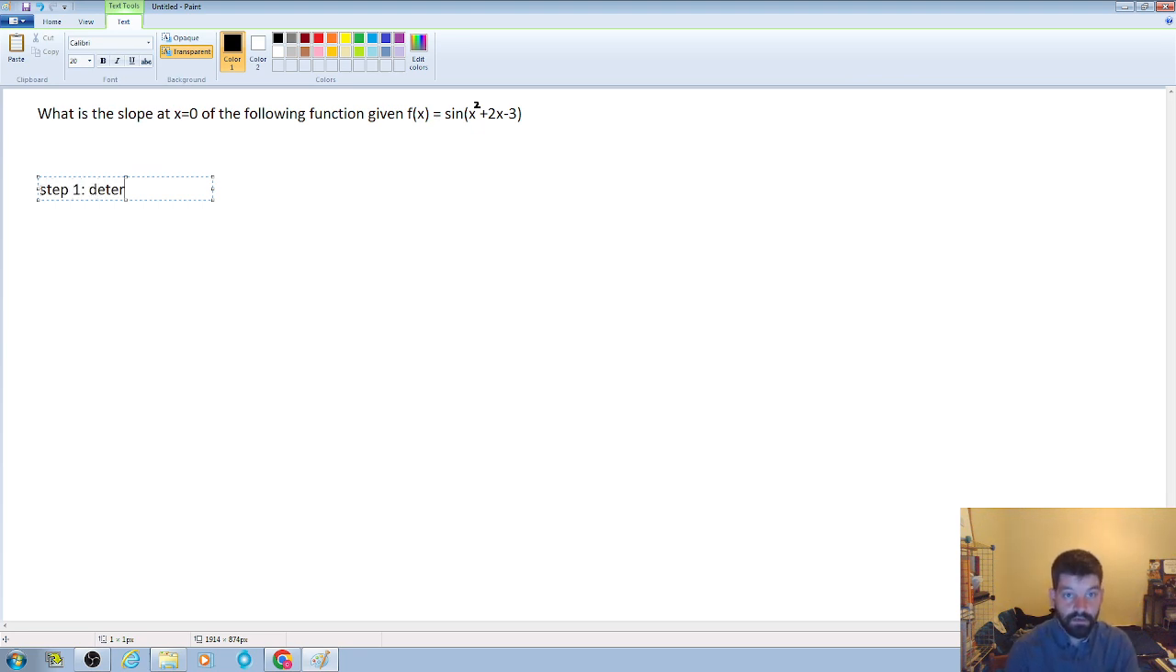So let's start things off with step number 1, which is going to be determining the derivative of the function sine of x squared plus 2x minus 3. And I'm just going to use the caret as the exponent indicator while I'm typing. Okay, so determine the derivative of the function f of x is equal to sine of x squared plus 2x minus 3.